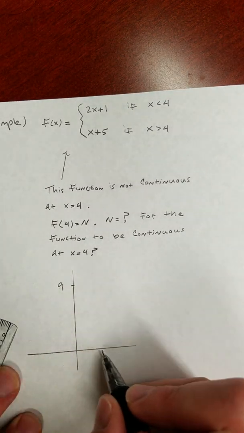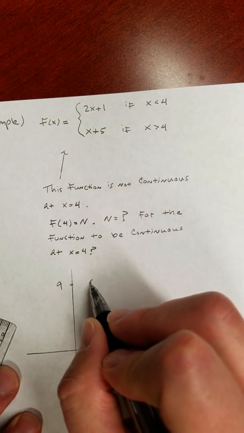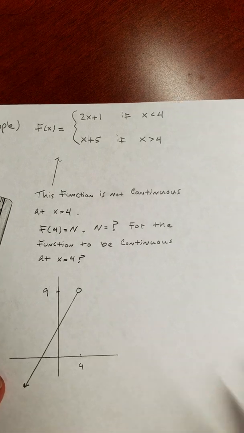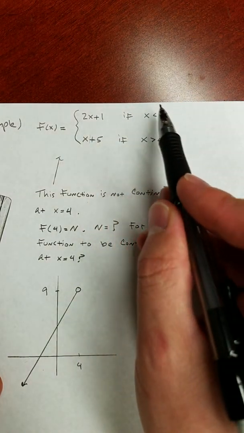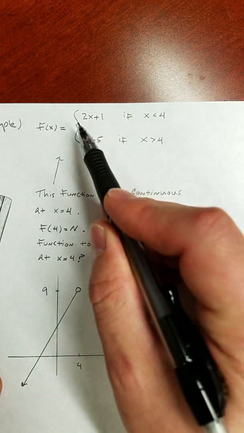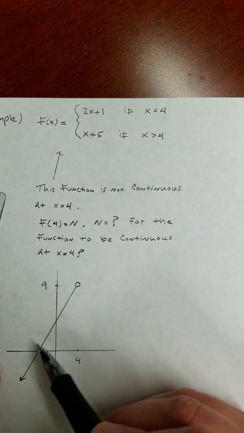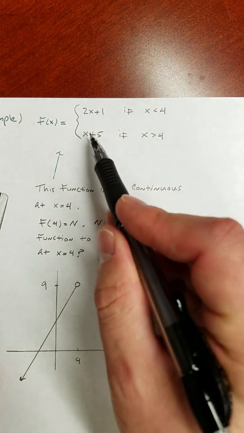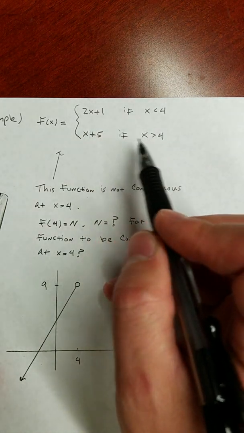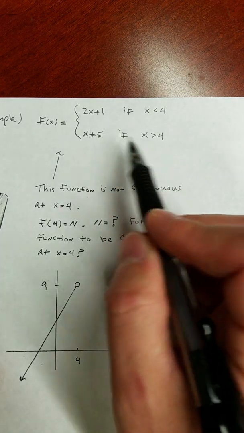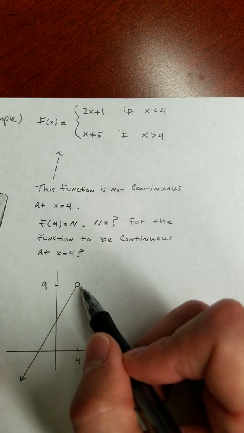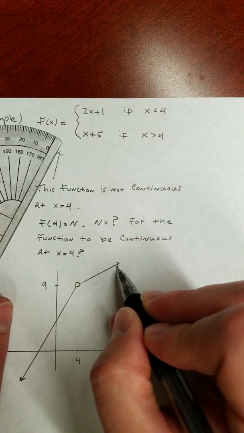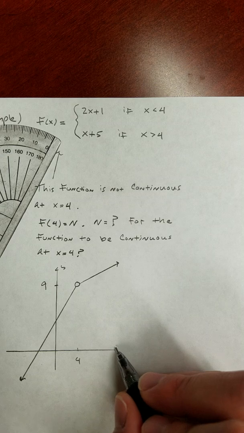Here's 9. Here's 4. Can you agree with me about this? There's 2x plus 1 if x is less than 4. That very last point, 2 times 4 plus 1 is 9. It will go up to that point but not include it. This other one, x plus 5 from 4 onward. Where's our first point there? 4 plus 5 is 9. That will also be open. And then it will continue, kind of like so. So again, the scale's not perfect there, but that's pretty close.